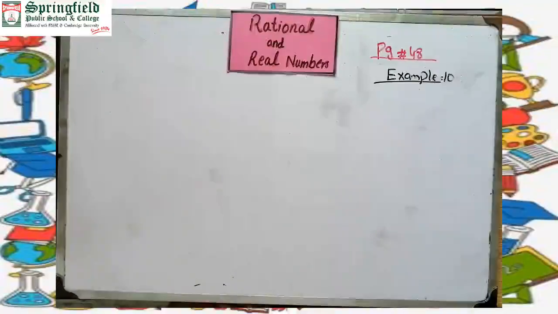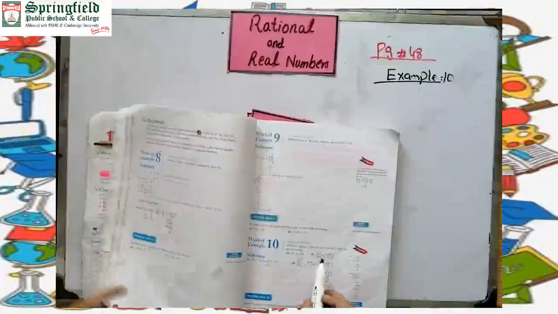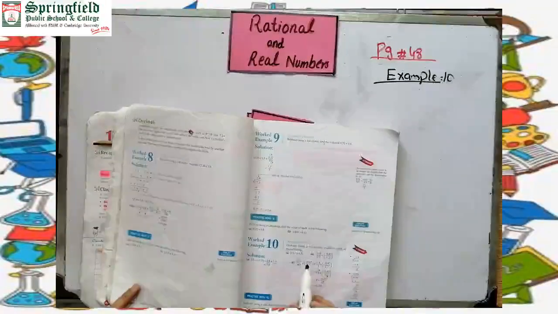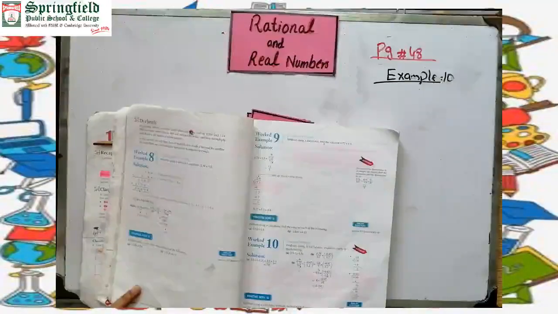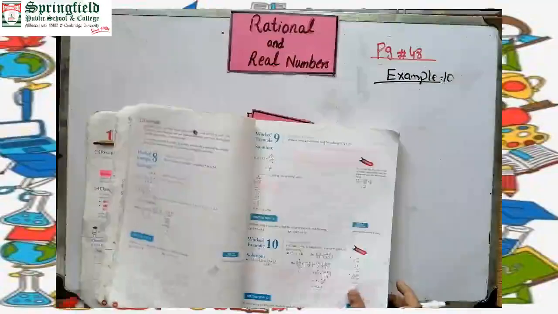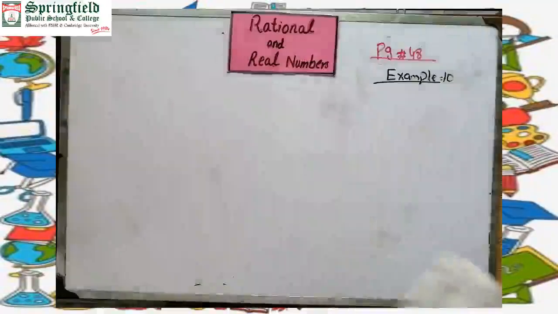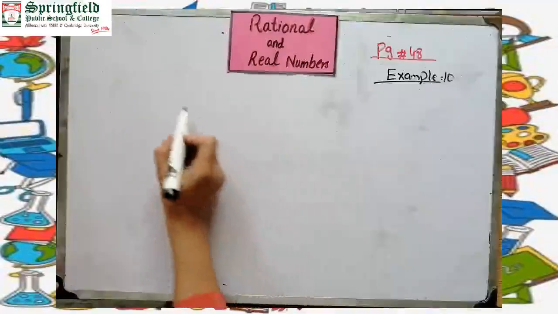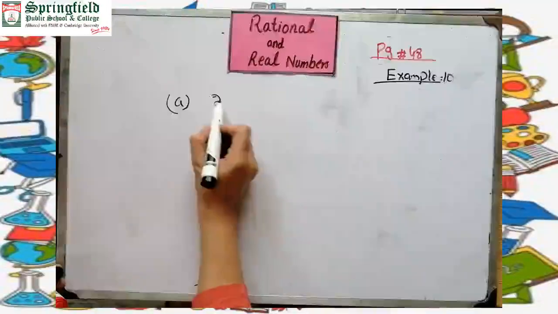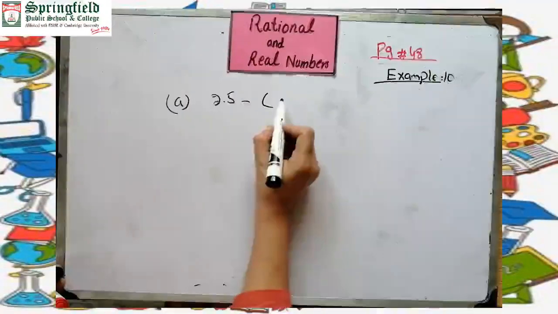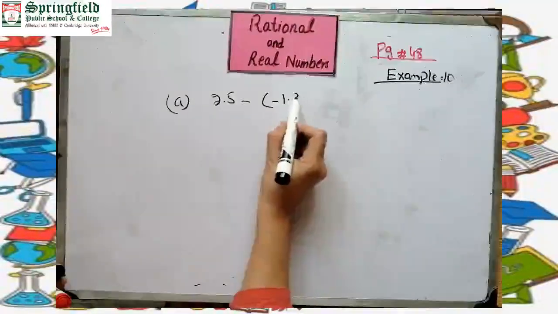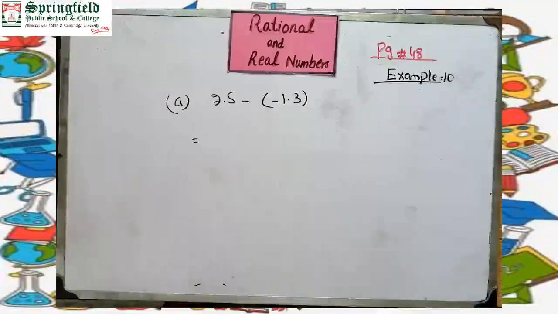In example 10, they say that without using a calculator, find out the answer of these questions. It means there are two decimal numbers and they are multiplied, added and subtracted. So in the A part, 2.5 minus, and then bracket minus 1.3. So how can we solve this question?